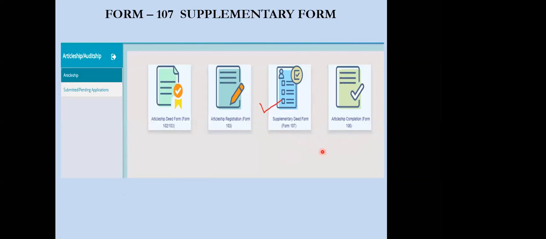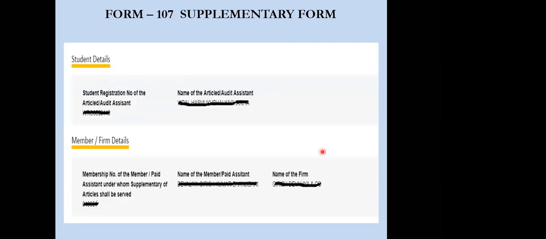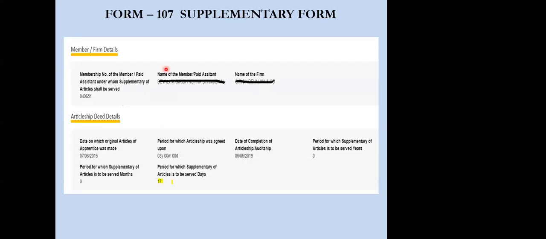Now you have to click on the 107 form. So now all your details are pre-filled here. Membership detail is pre-filled, and your articleship detail is also pre-filled. For example, here 17 days of excess leave were received by this student in total. So he is filing a 107 form, and while he is filing it, all these things will be filled automatically.